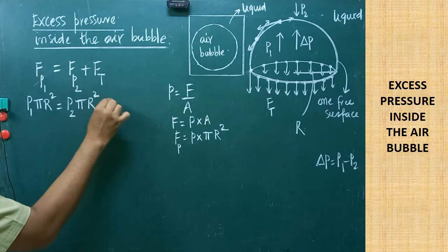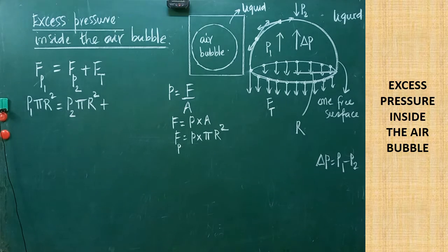Force due to surface tension. For that, we have to get the expression. In the beginning of the lesson itself, we have learnt that surface tension is equal to force per unit length. This is a fundamental formula. Surface tension T is equal to force per unit length. Therefore, force due to surface tension can be written as T into L.